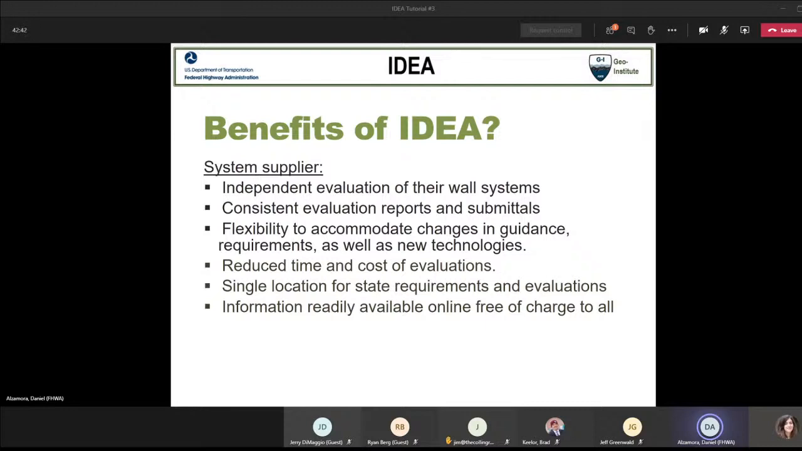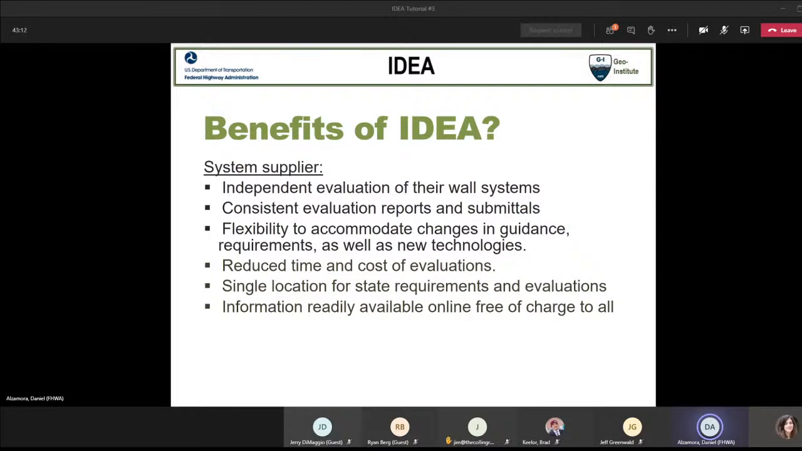There is some reduced time and cost of these evaluations. Again, we're not looking at a research document here. We're evaluating information that has already been prepared by the suppliers. So that allows us to make this a much more efficient evaluation than what we have been doing in the past, which makes the cost significantly lower.